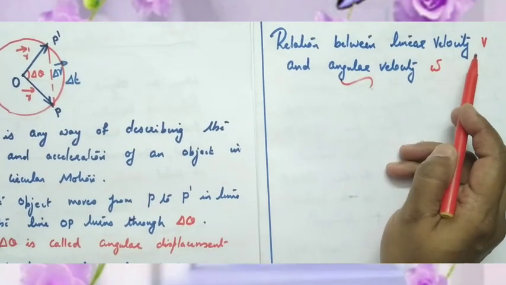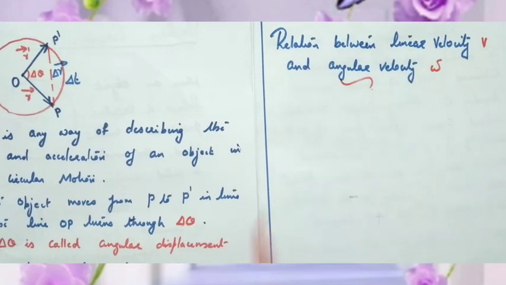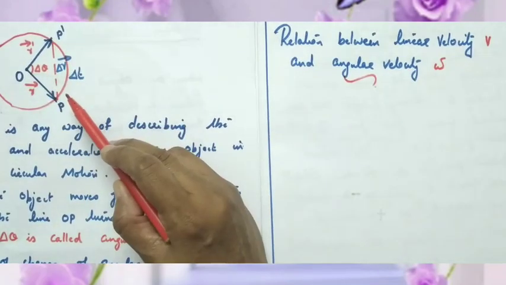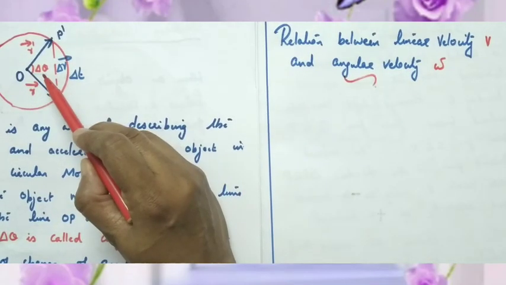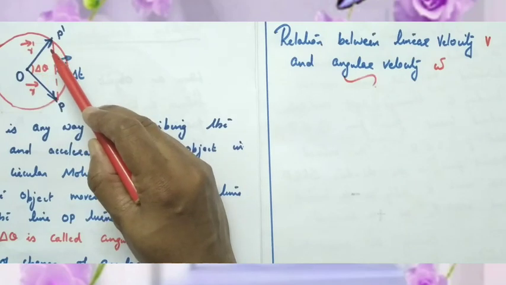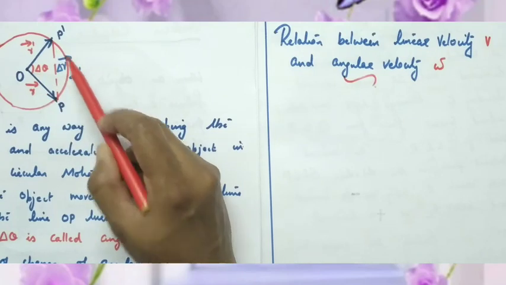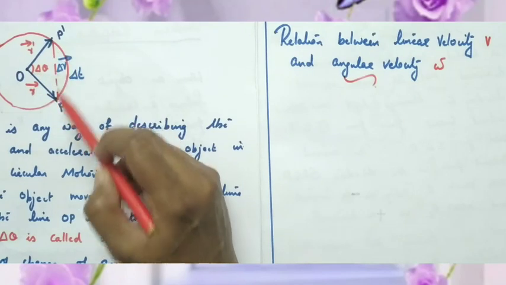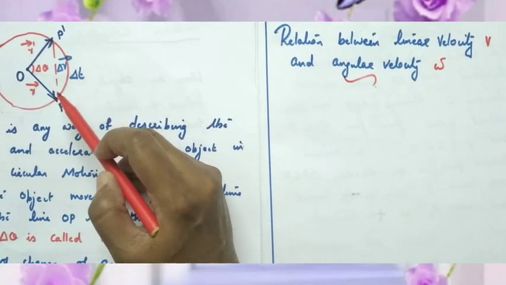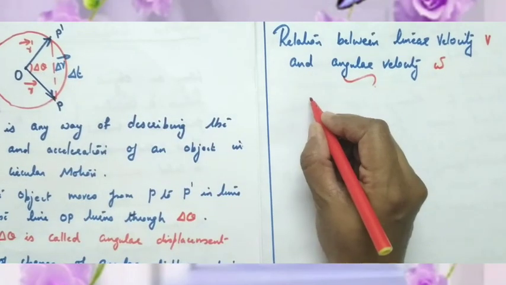Relation between linear velocity v and angular velocity omega. Okay, so we can consider the same figure. Delta theta is the angular displacement, that you know. Angle theta is equal to arc divided by radius, isn't it? Arc is PP dash, which is the displacement. So angle is equal to arc divided by radius.